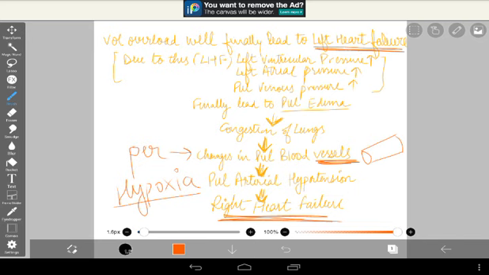So the main point to be noted here is that due to mitral regurgitation, volume overload will occur. Due to that volume overload in the left atrium and left ventricle, left heart failure will occur, and due to that left heart failure, finally right heart failure will also occur. So this is the main thing that we need to know about mitral regurgitation.